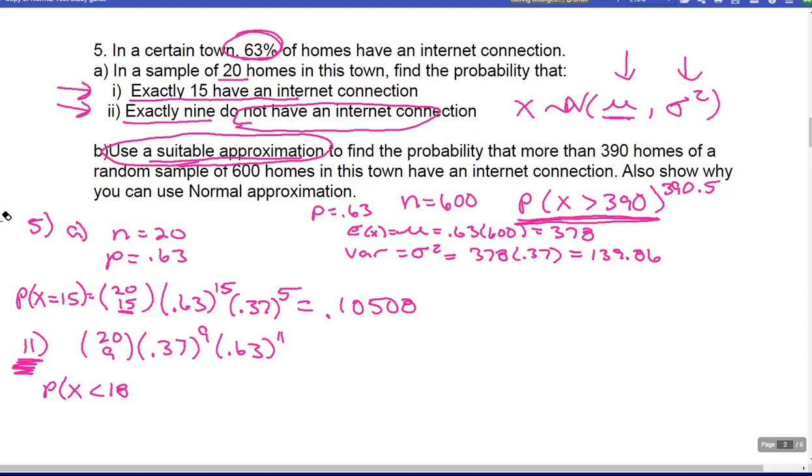This is really important to remember. I would suggest you write it right next to it so you don't forget, because you're so used to going over and grabbing this number. So let's go ahead and do it. 390.5 minus the mean. What's the mean? 378. Divided by the square root of this. What do you get when you do that?